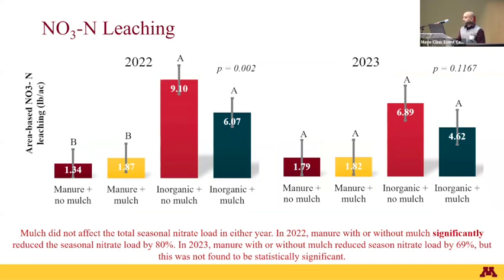These graphs here show the total seasonal nitrate load in 2022 and 2023. The treatments are shown on the x-axis, while the area-based nitrate leaching is shown on the y-axis in pounds per acre. Since nitrogen in this study was applied using the best management practices, you can see that the total seasonal nitrate load is low across all the treatments.